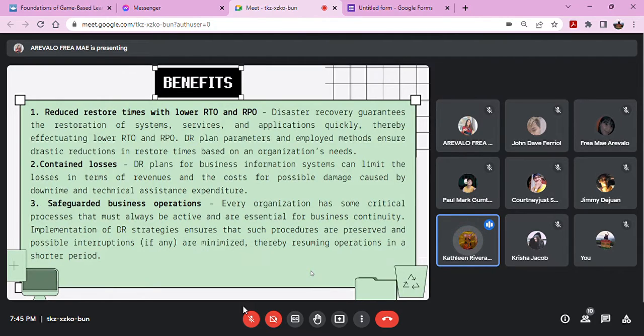DR plans for business information systems can limit the losses in terms of revenues and the cost of possible damage caused by downtime and technical assistance expenditure. Number three, safeguarded business operations. Every organization has some critical processes that must always be active and are essential for business continuity. Implementation of DR strategies ensures that such procedures are preserved and possible interruptions, if any, are minimized, thereby resuming operations in a shorter period.